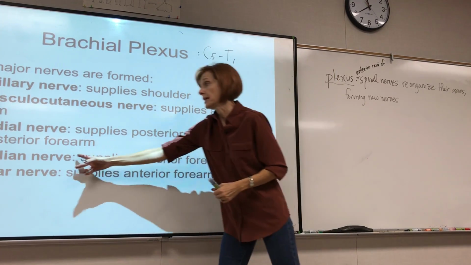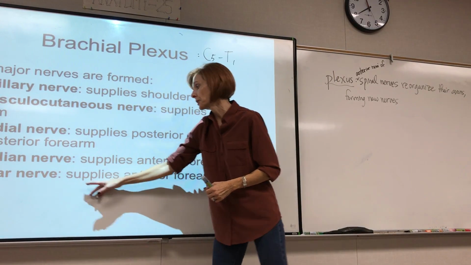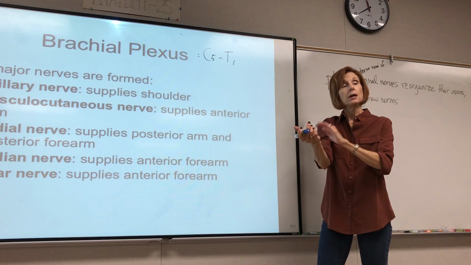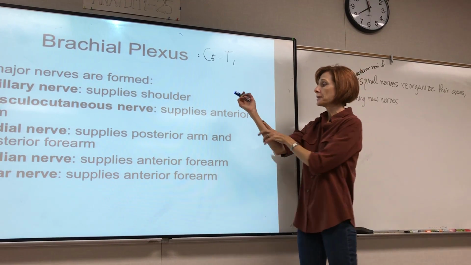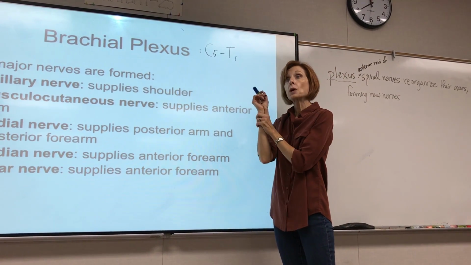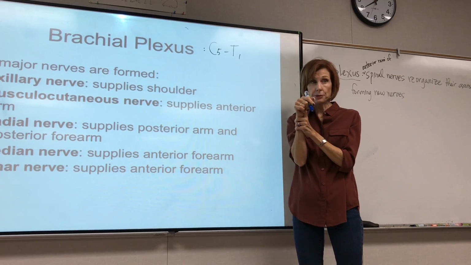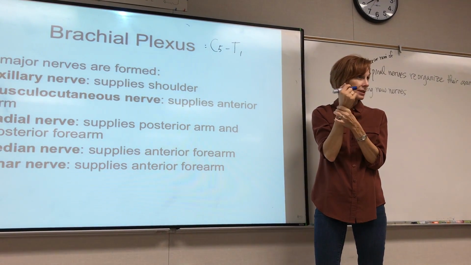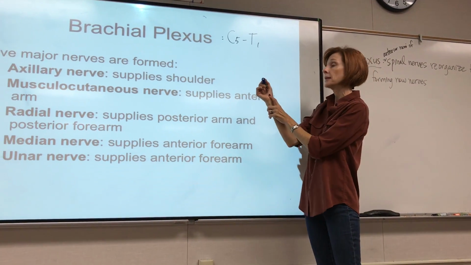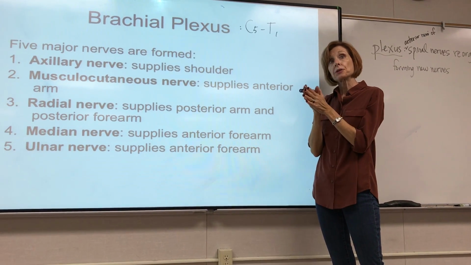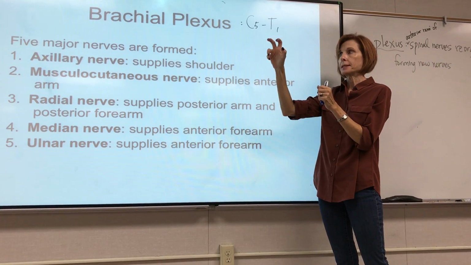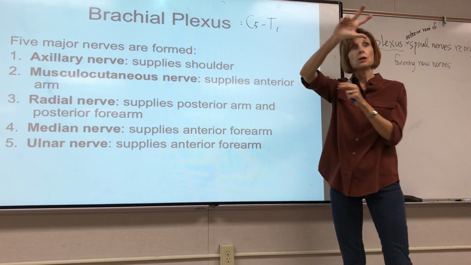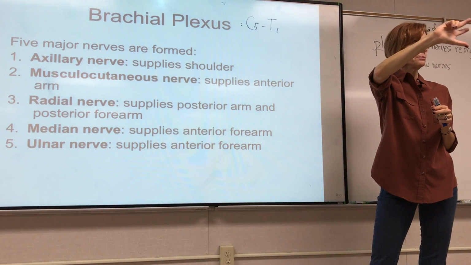And then these two nerves together, the median and the ulnar, supply the anterior forearm. The median nerve travels right in the middle of the forearm here. This is the one that's usually involved in carpal tunnel syndrome, where any inflammation in the carpal tunnel area can put pressure on the nerve, and people often have numbness and tingling in this part of the hand, which is the part that's supplied by the median nerve.